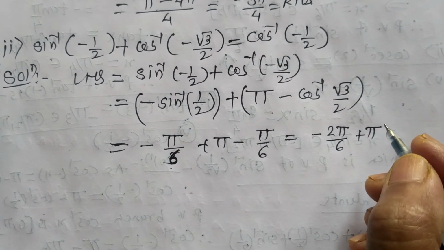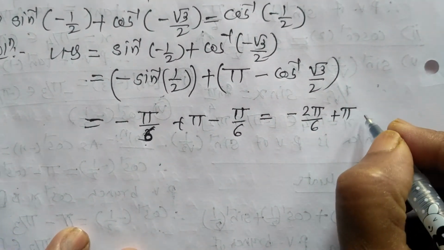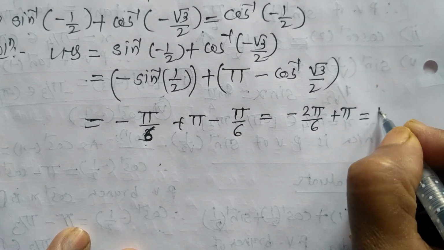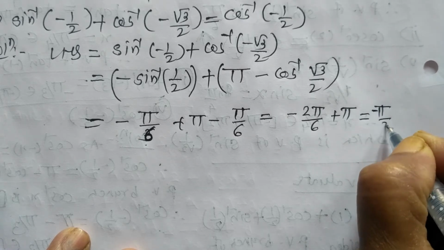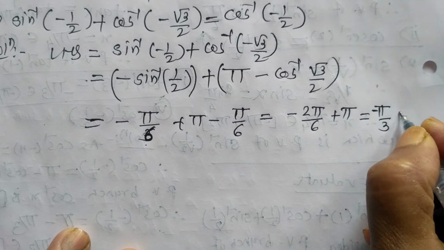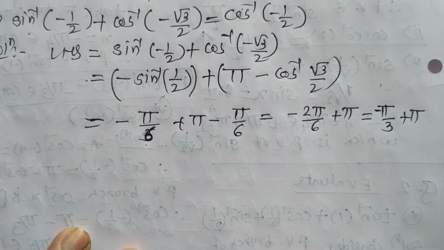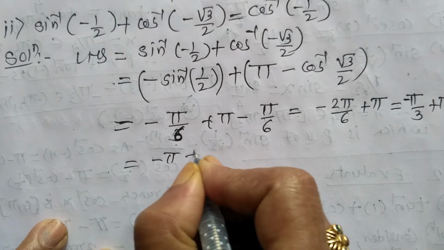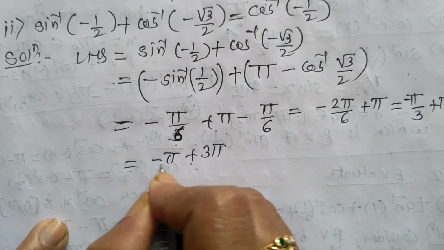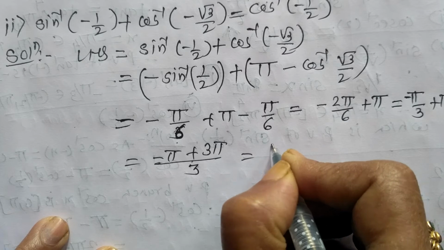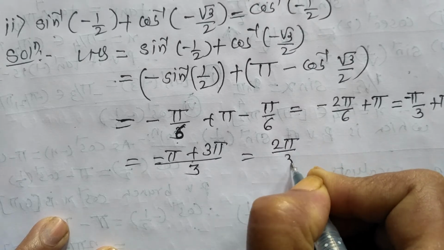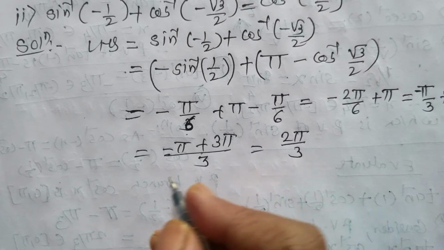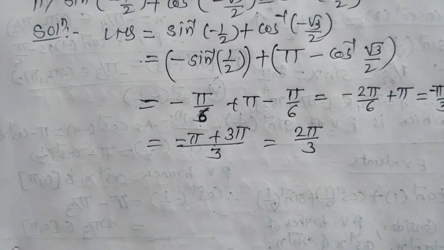Simplifying this, we get minus of pi by 3 plus pi. The difference is minus pi plus 3 pi whole divided by 3, which gives 2 pi by 3. So this is the left hand side value.